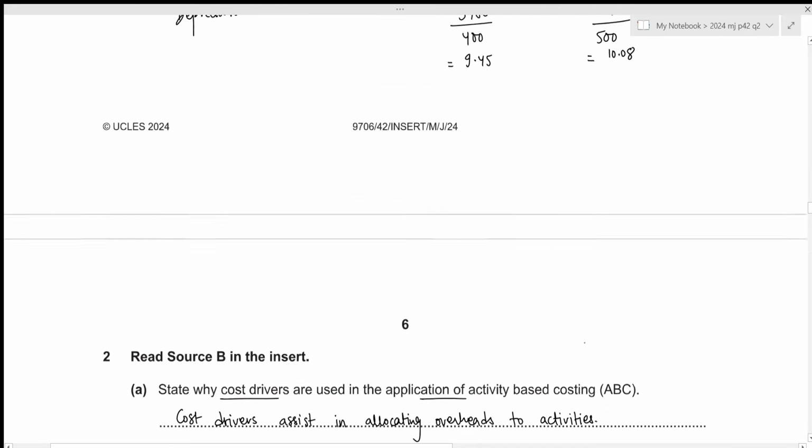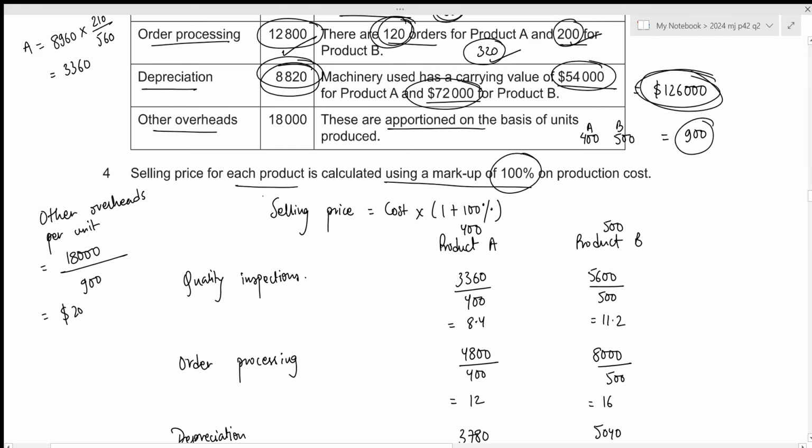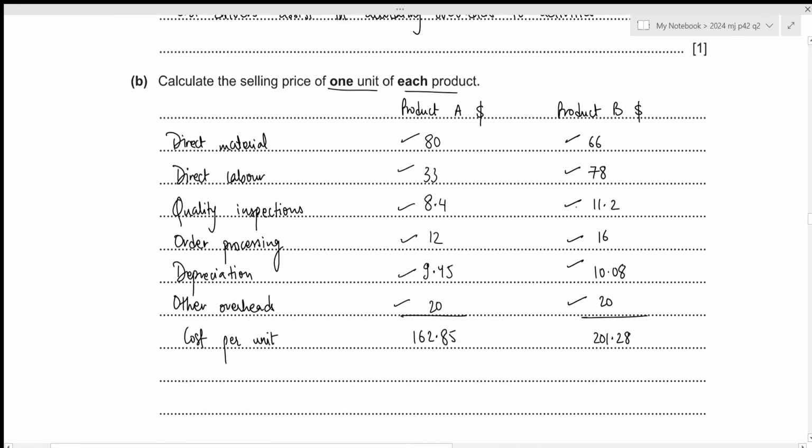Then we have been given the markup. And the formula to get the selling price is multiply the cost by 1 plus 100%. And 1 plus 100% is basically 2. So cost times 2 will be our formula for the selling price. That is what we require.